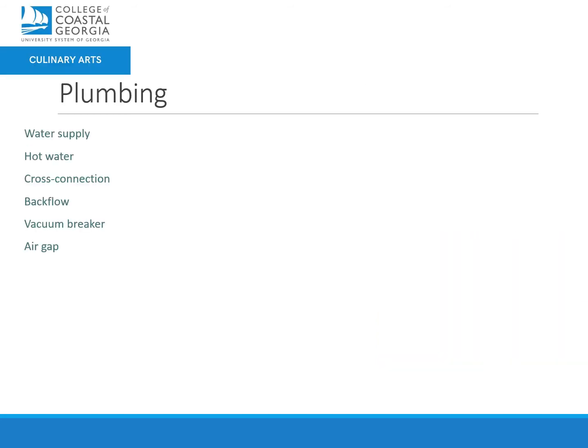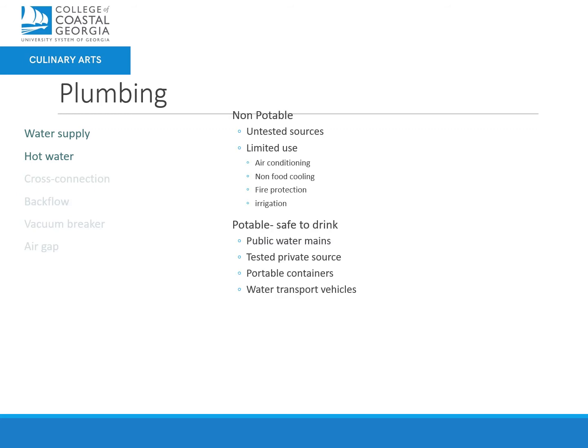We'll talk about plumbing a little bit. This is an exciting topic. So let's talk about plumbing. First thing, our water supply. We have to have hot water. If you don't have hot water, that is a critical health violation. So you have to have hot water. You have to have potable water, and potable means that it is safe to drink.